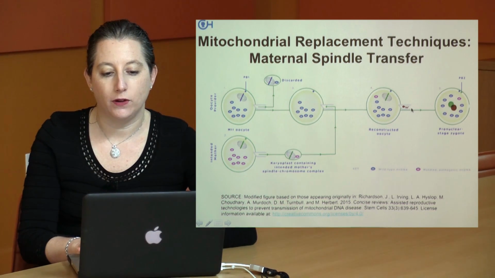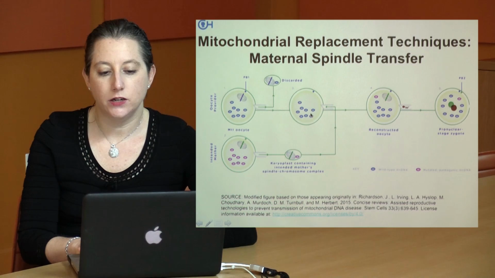At this time, it is fertilized and a reconstructed zygote is created that has the nuclear DNA from the intended mother and the intended father, but has the mitochondrial DNA that is generally healthy from the unrelated donor.